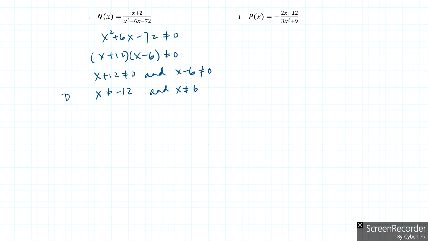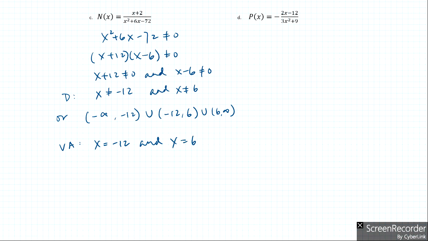If you want the interval notation, you can go negative infinity to negative 12, union negative 12 to 6, union 6 to infinity as a result. And for vertical asymptote, again, since we don't have any simplification, we get x equals negative 12 and x equals 6 are the vertical asymptotes.